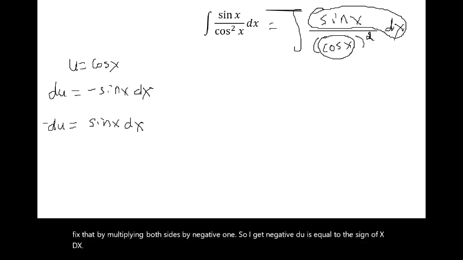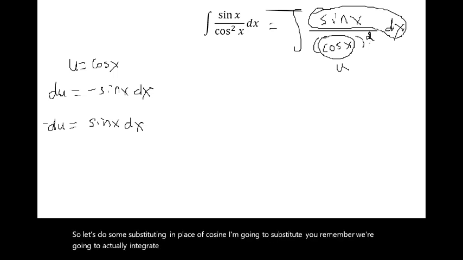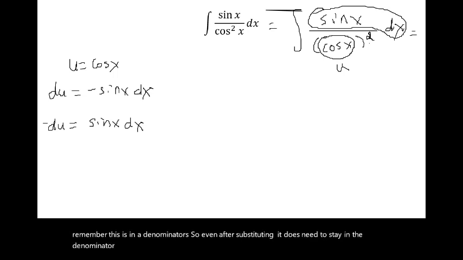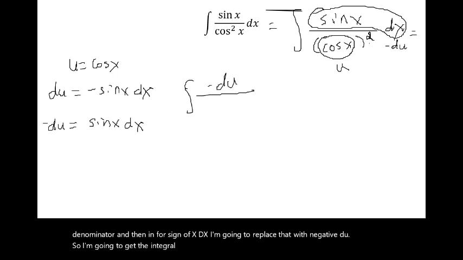So let's do some substituting. In place of cosine, I'm going to substitute u. Remember, we're going to actually integrate that outside function, that power 2, so you're going to leave that alone. Remember, this is in a denominator, so even after substituting, it does need to stay in the denominator. And then in for sine of x dx, I'm going to replace that with negative du. So I'm going to get the integral of negative du all over u squared.